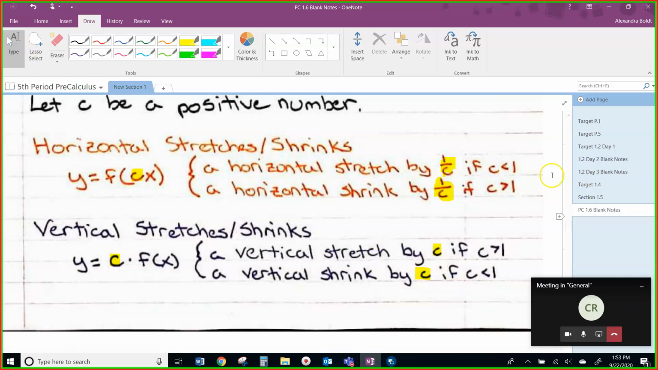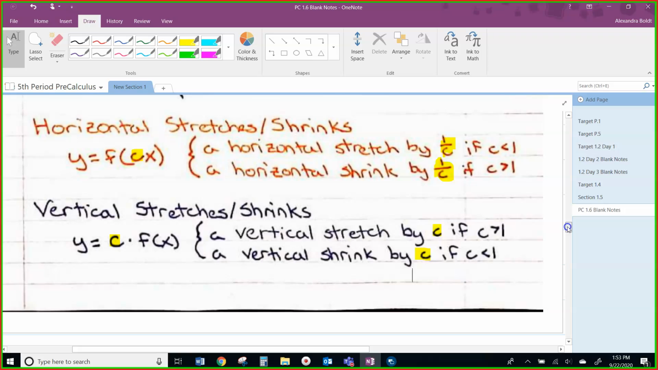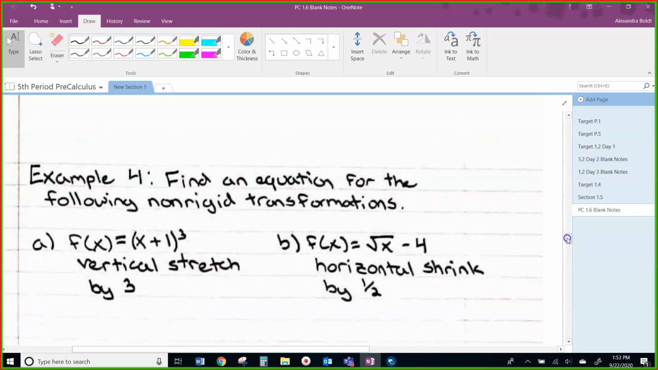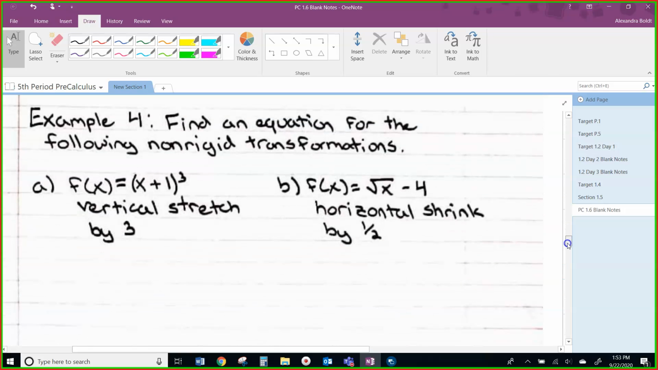So let's look at an example. We're going to find an equation for the following non-rigid transformation. So these are non-rigid. Again, that means it's distorting it, right? That's that stretching and that shrinking. So f of x equals x plus 1 cubed. I want to stretch it by 3, a vertical stretch by 3.